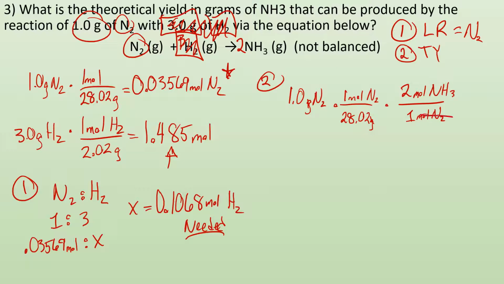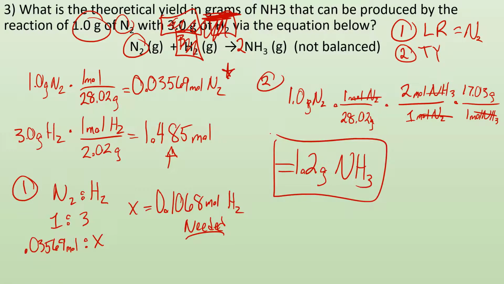Now my moles of N2 cancel out. I got moles of NH3, but they want it in grams, and the problem said in grams. So I got to times that by the gram formula mass. I know 1 mole of NH3, I got to put it on the bottom so it cancels out, is 17.03 grams. So moles of NH3 cancel out. I'm left with grams of NH3. Now I can just plug and chug, and I get 1.2 grams of NH3 is my theoretical yield.